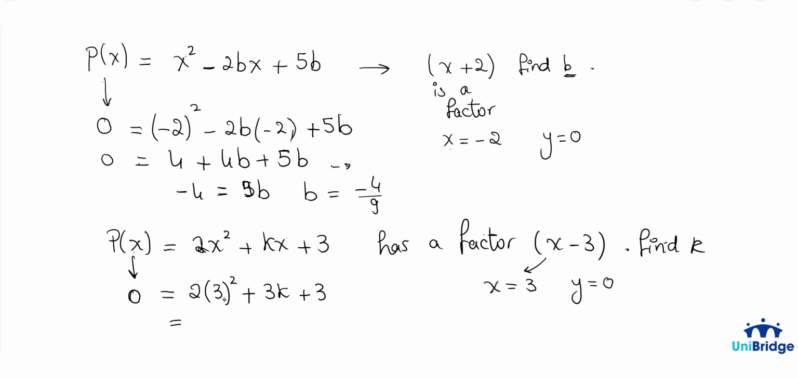So this is going to be 3 squared is 9 multiplied by 2. This is 18 plus 3k plus 3 is equal to 0. By solving for this, if you move the 18 and the 3 to the other hand side, 3k is going to give you negative 21. So your k in this question is going to be negative 7. This will ensure that when you put x to be 3, the y is going to be 0.